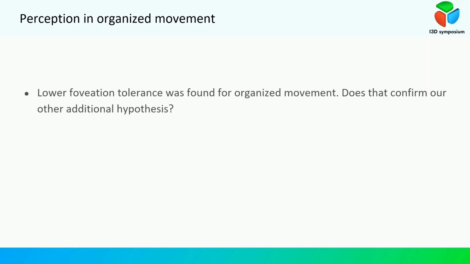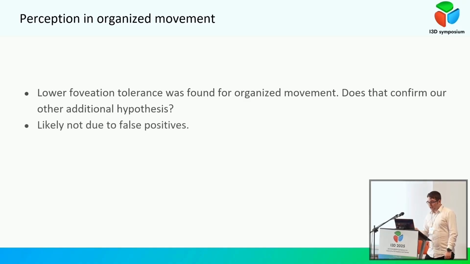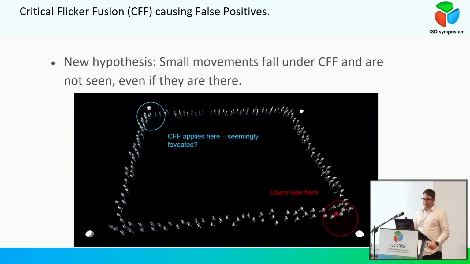We've also found lower foveation tolerance for scenes with organized movement, that is, the scenes other than Wondercrowd. So does that confirm our other hypothesis that organized movement leads to lower tolerance? Fortunately not. You see, we've had a lot of false positives in the very early stage of the staircase test, a lot of the times in the very first stage where there was no foveation happening at all. So why is that? Well, we believe that the small movements of the agents were falling under critical flicker fusion, CFF. That's to say, our users were looking in one corner of the eye, and the models in the other corner were falling under CFF and looking like they're static, even though they're moving, which gets mistaken for our very own foveation.